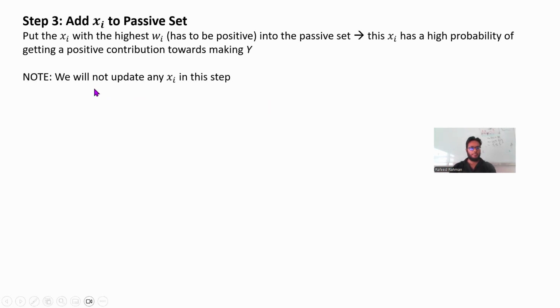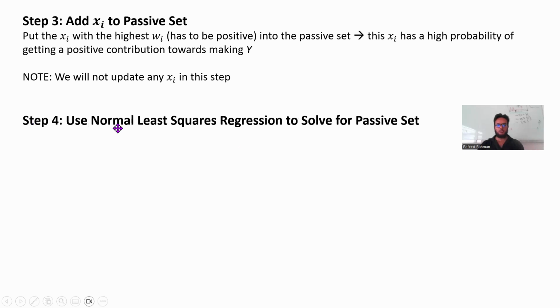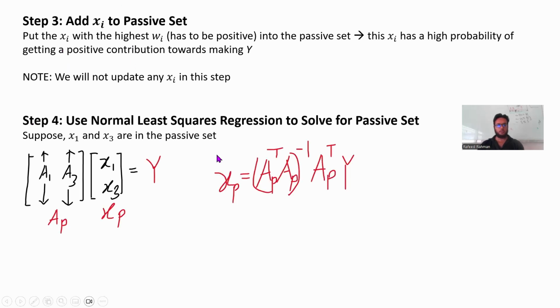Now, obviously, this is very important. We are not going to update any xi in this step. So there is no update here. It's just moving to the passive set. Now, we are going to update using the normal least square regression to solve for the passive set. What do I mean by that? So suppose x1 and x3 are in the passive set after step 3. So obviously you can make these two matrices. So we have the two columns a1 and a3. So a1 and a3 are the column vectors with those passive set coefficients.